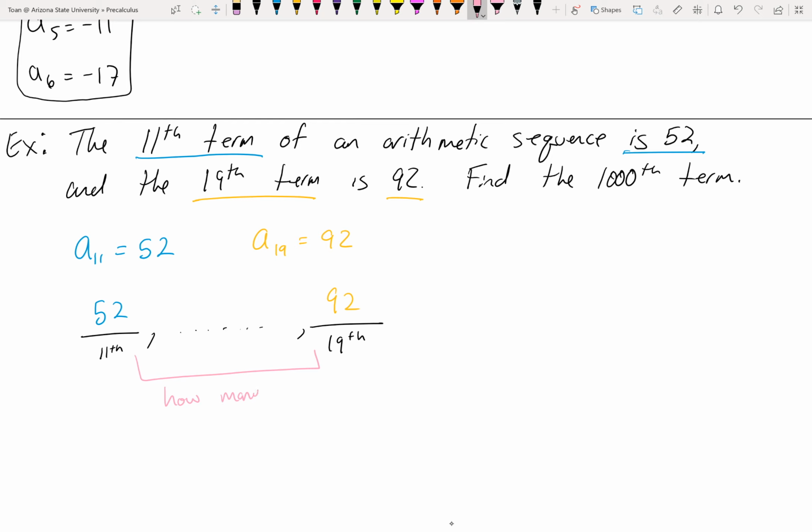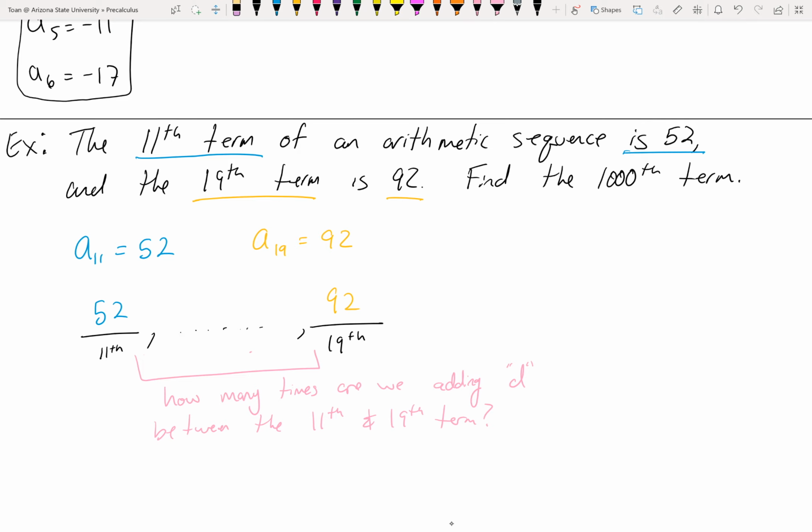How many times are we adding d between the 11th and 19th term? In other words, how many d's are there between the 11th and 19th term?